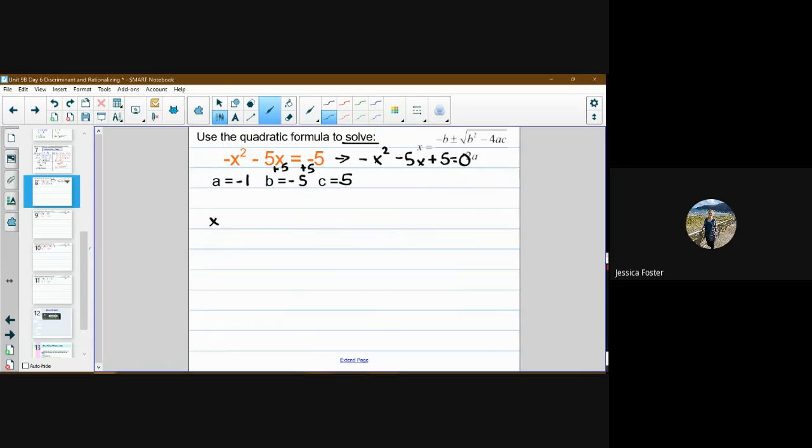Let's substitute them into the quadratic formula. I have x equals negative b plus or minus the square root of b squared. Whenever I have a negative number, I like to use parentheses. Minus 4 times a times c. All of this divided by 2 times a.